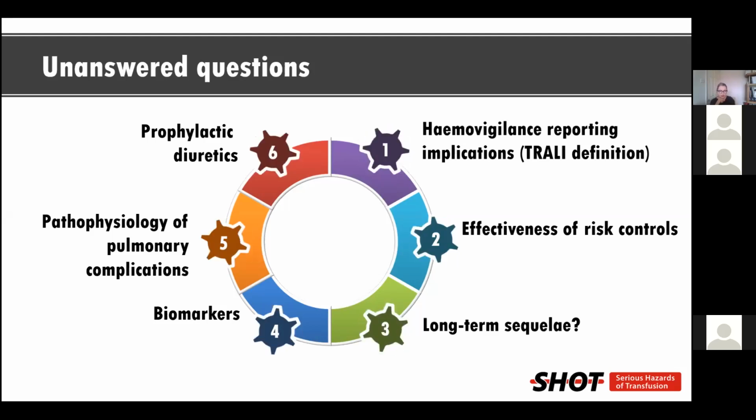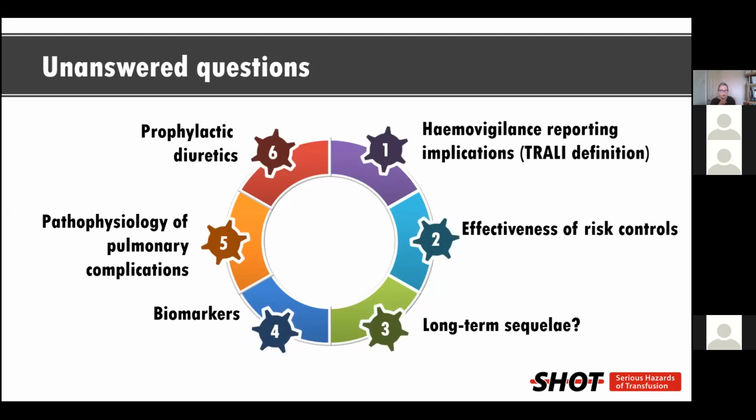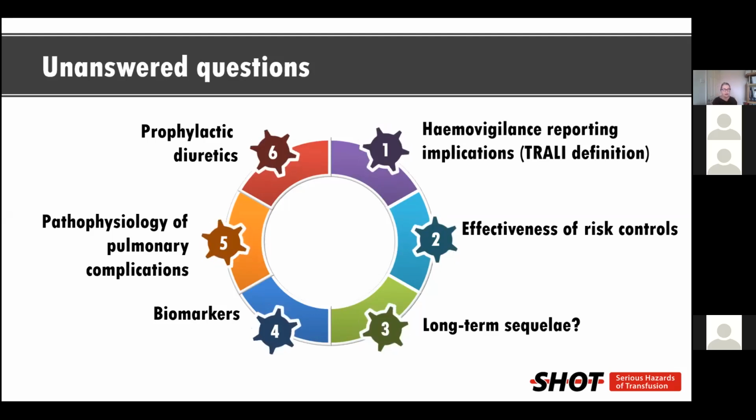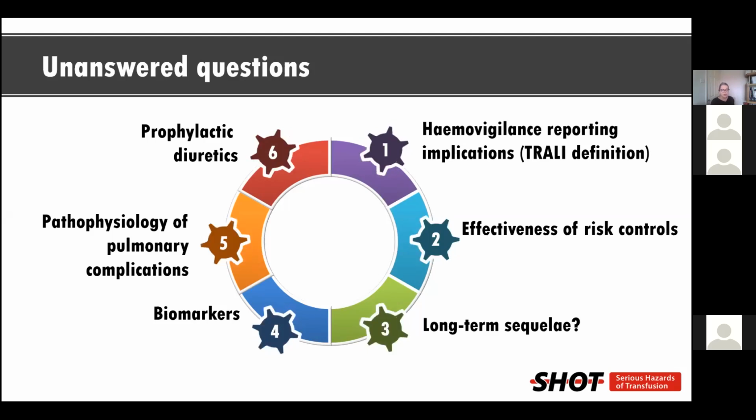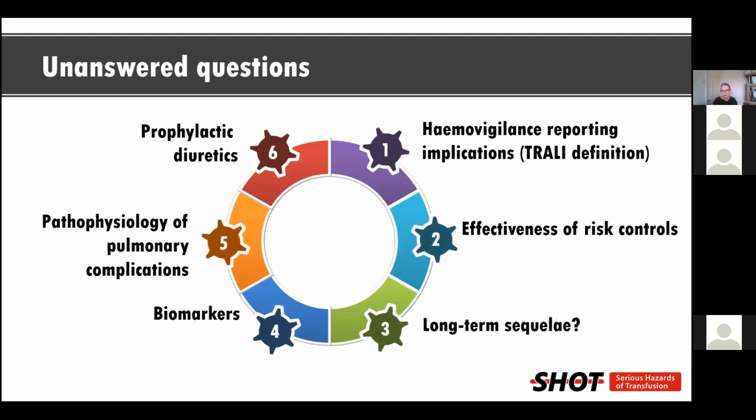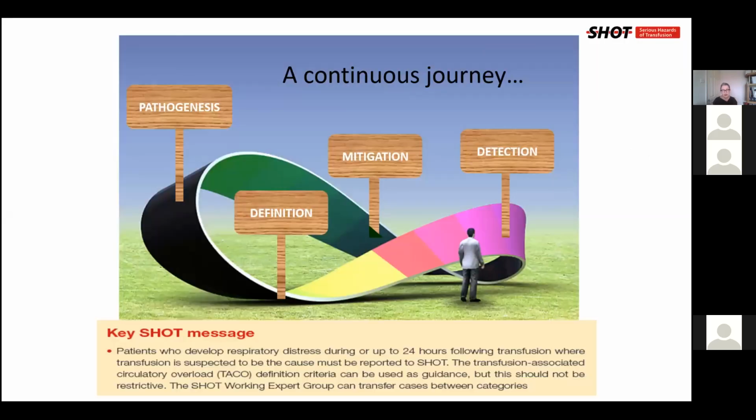There has been a Cochrane review that didn't find one way or another about whether or not we should be using prophylactic diuretics to avoid transfusion-related morbidities. Next slide, please. So I think we'll be going around this Möbius strip for quite some time, hopefully refining what we know and what we do.